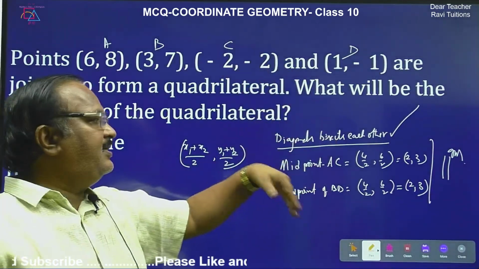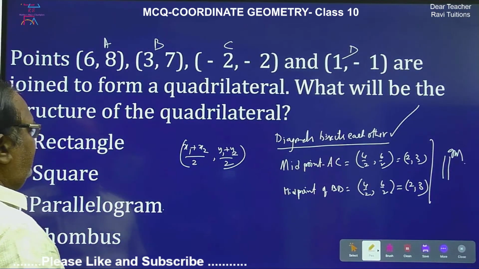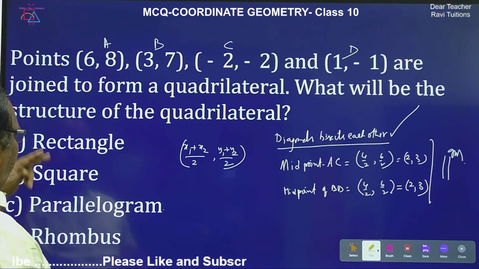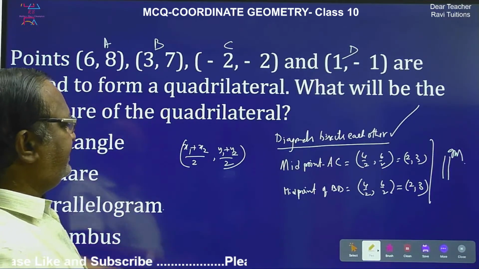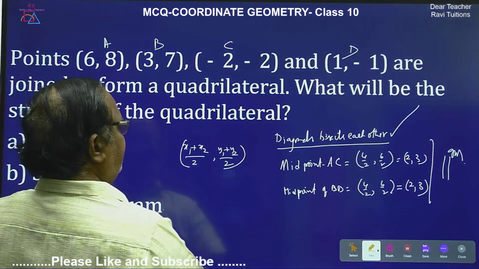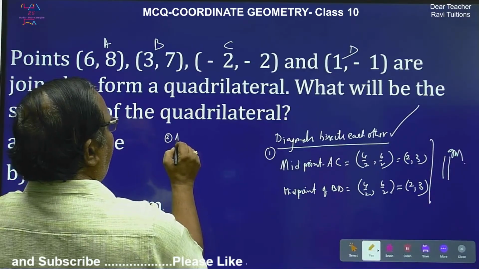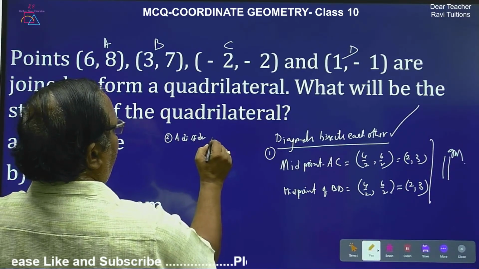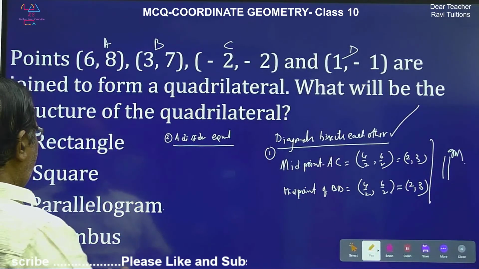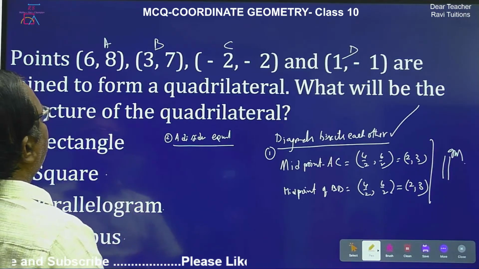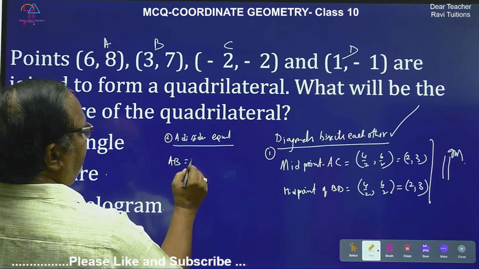Diagonals bisect each other, then parallelogram is confirmed. Rectangle, square, rhombus, all these three are parallelograms only. Now you find out adjacent sides. We will show adjacent sides equal. This is the first point. Second point, let us find out adjacent sides. That means if adjacent sides are equal, then it can be a square or rhombus. So we should find out AB and we should find out BC. Adjacent sides are AB, BC.